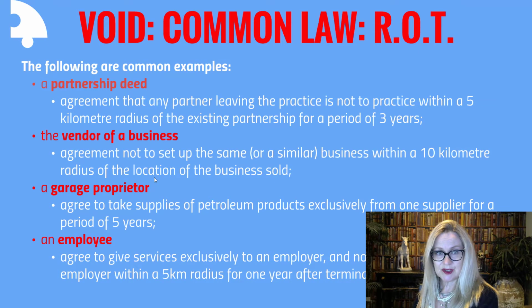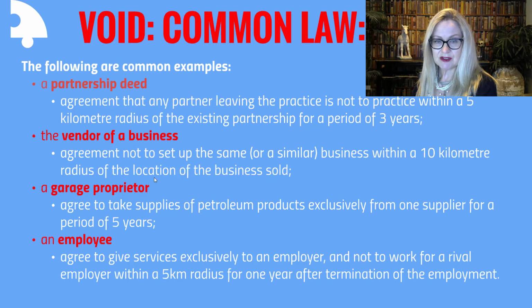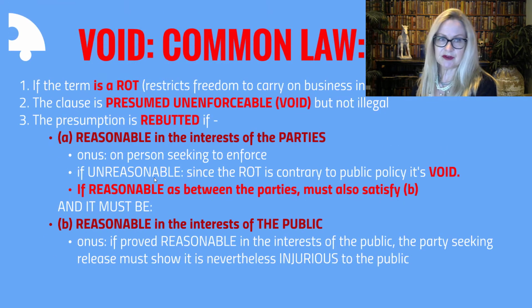And some common examples you might have in a partnership deed, one of the partners agreeing that they won't practice within a 5-kilometre radius of the existing partnership for 3 years. The vendor of a business might agree not to set up the same or similar business within a 10k radius of the location of the business sold. A garage proprietor might agree to take supplies of petroleum products exclusively from one supplier for a period of 5 years, or an employee might agree to give services exclusively to an employer and not work for anybody else within a radius of 5 kilometres for a certain period, for example 1 year after termination of the employment. All very, very common restraints of trade.